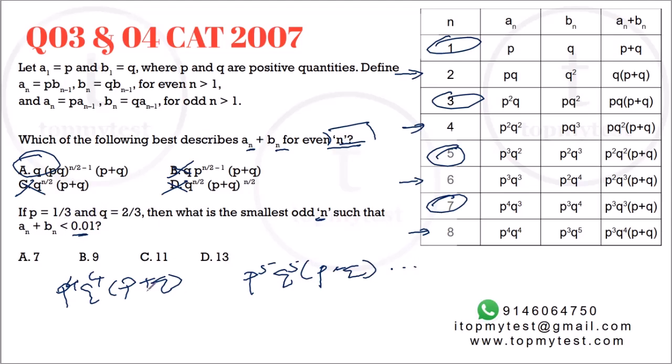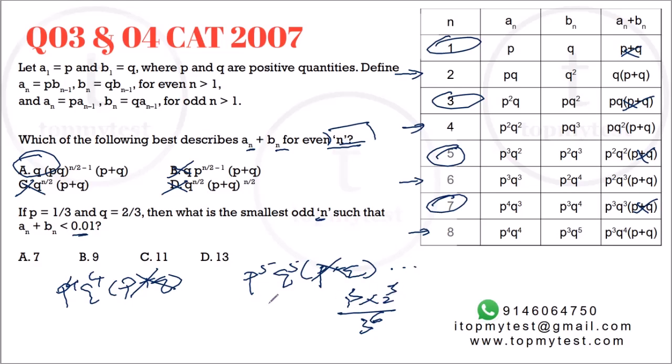Now, p plus q is 1, so we can directly neglect this, eliminate this straight away. Right? So we just need to check whether p square q square is less than 0.01, or p cube q cube is less than 0.01, or p to the power 4 q to the power 4 is less than 0.01, and so on. Okay, let's check it for 7. Let's start with the smallest value. For 7, it will be p cube into q cube. P cube into q cube will be 1 cube and 2 cube over 3 cube, and 3 cube will be 3 to the power 6. That will be the value of an plus bn.